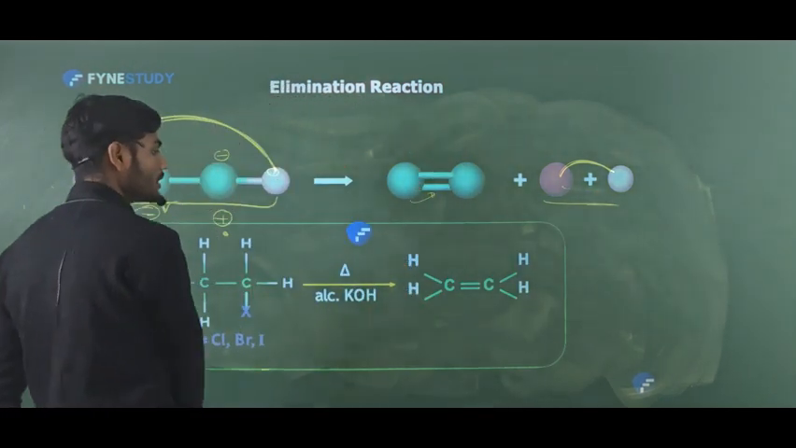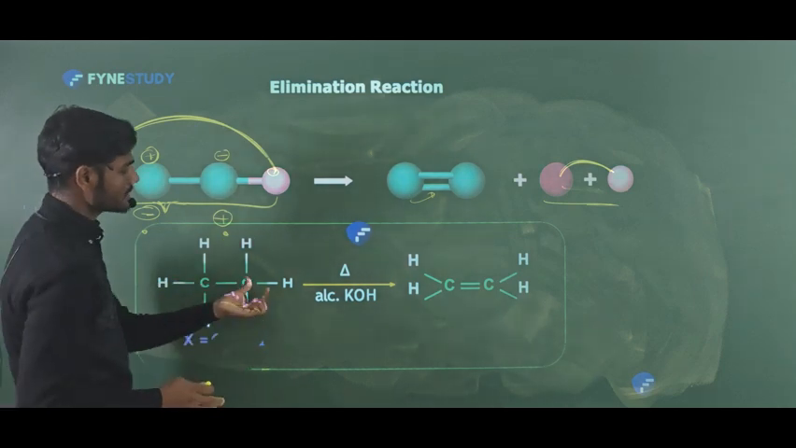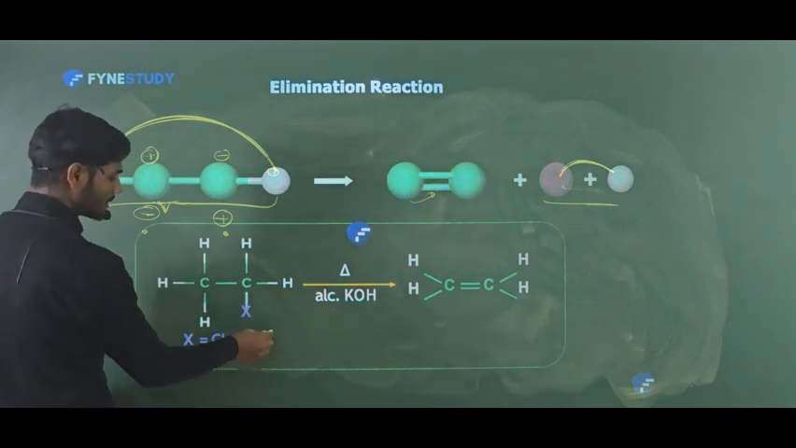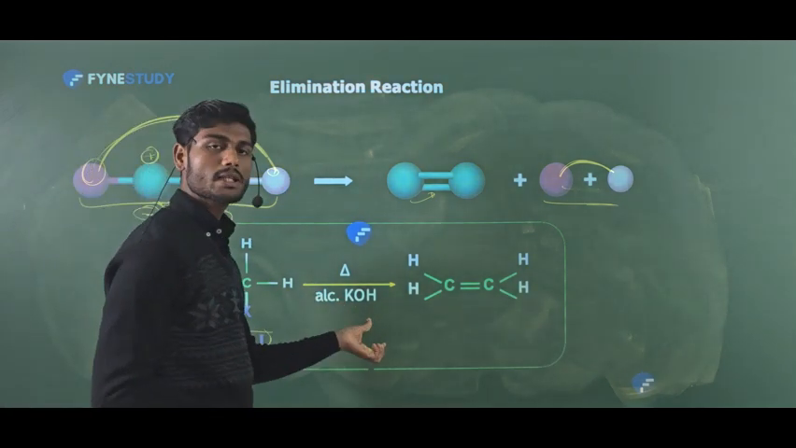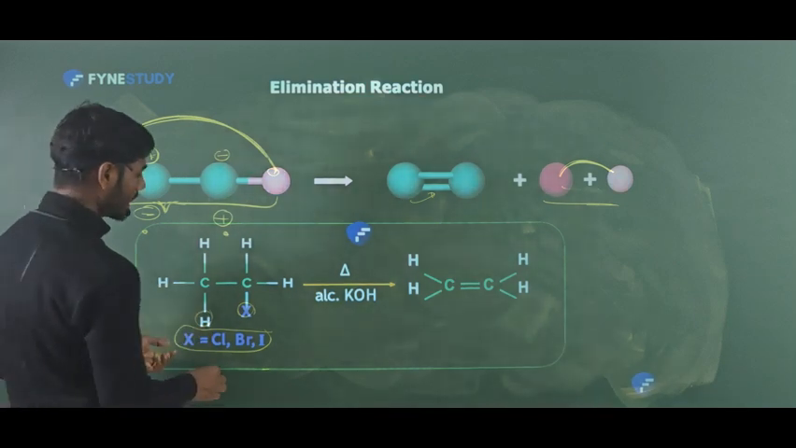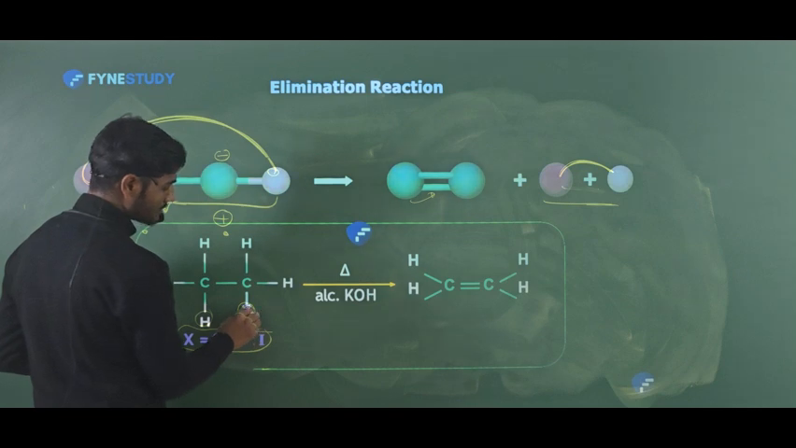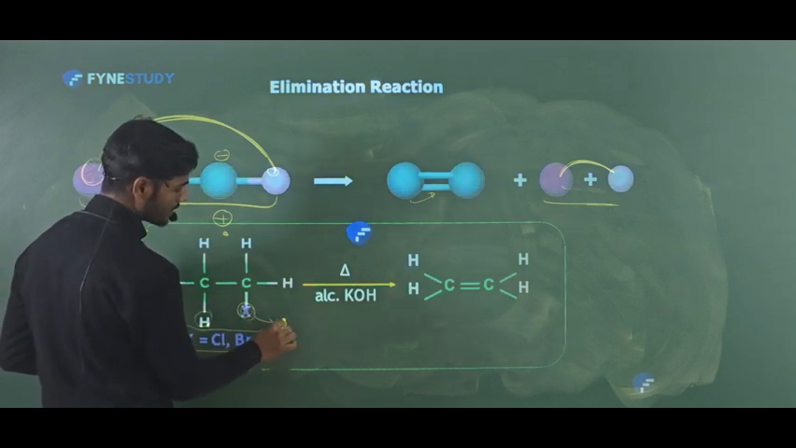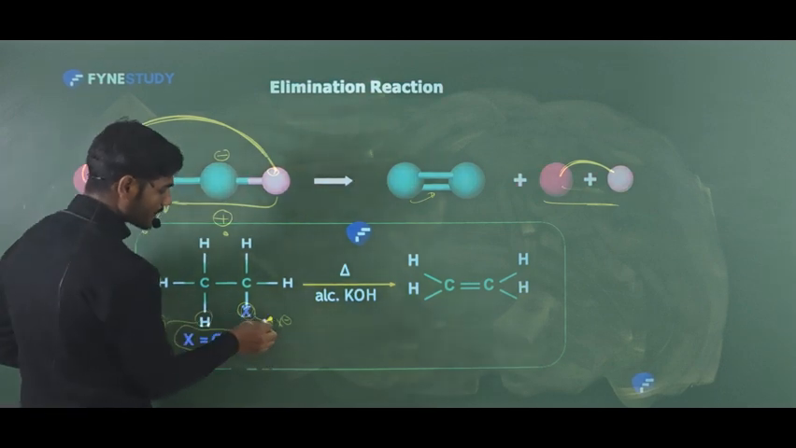Now see, this one is a compound, which is CH3 and CH2X. X can be chlorine, bromine, or iodine. If you heat it with alcoholic KOH, this one will approach this one, and it will form HCl. So X minus, this one is a halogen, so it will leave as X minus, and hydrogen will leave as H plus.